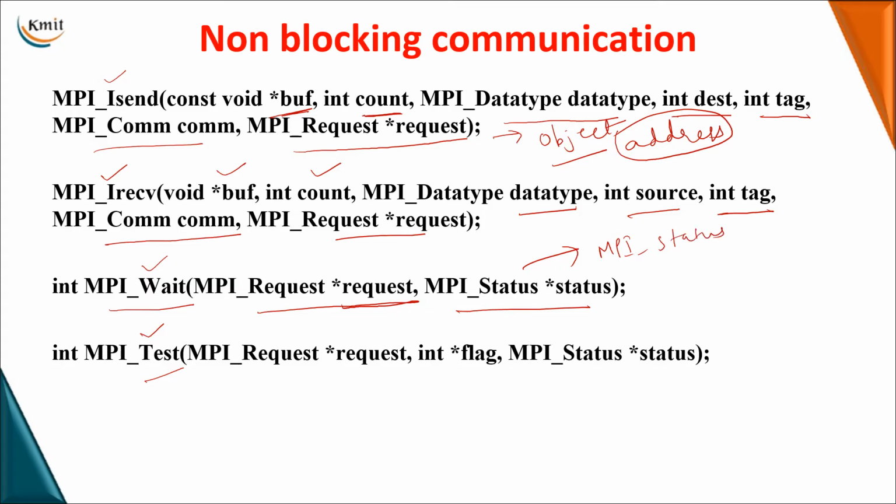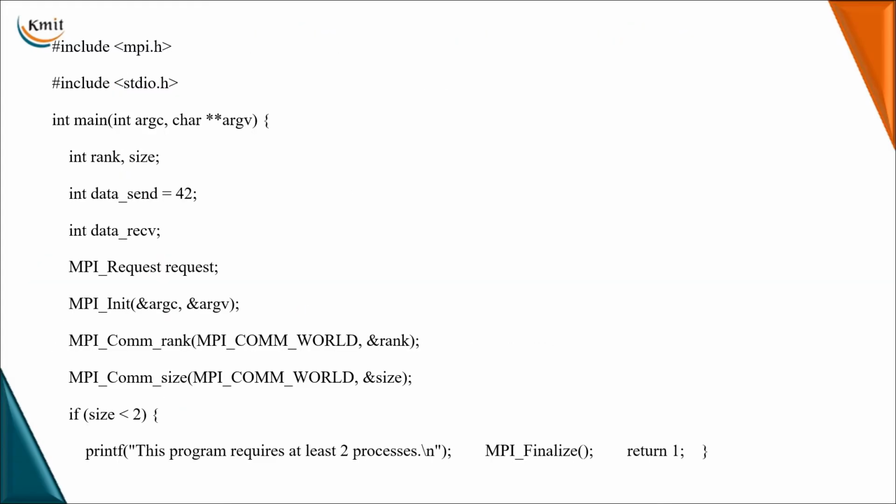MPI test. So when you go for MPI wait, you make a process wait if you want. And if you want to check whether the waiting condition has been met, you can just go for testing whether the condition of waiting is met or not.